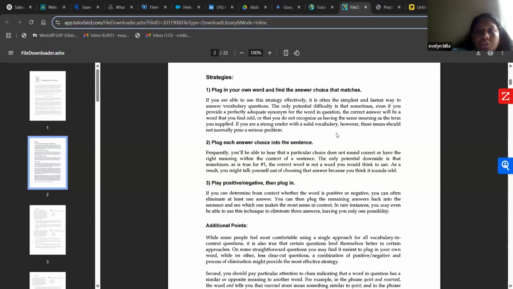Thank you. So keep in mind what the author is saying. The correct answer will be the word that you find odd or that you do not recognize as having the same meaning. Keep that in mind. And clearly it is saying here that if you are a strong reader with a solid vocabulary, you will not find any issues in finding the correct answer.